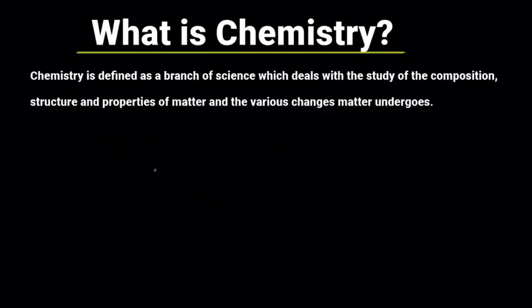Now, what is chemistry? I believe to answer what chemistry is, we must first of all know what matter is. What is matter? Matter is simply anything which has mass and occupies space. In other words, matter is anything which has mass and volume. Examples of matter include your calculator. You can also talk of your textbook.